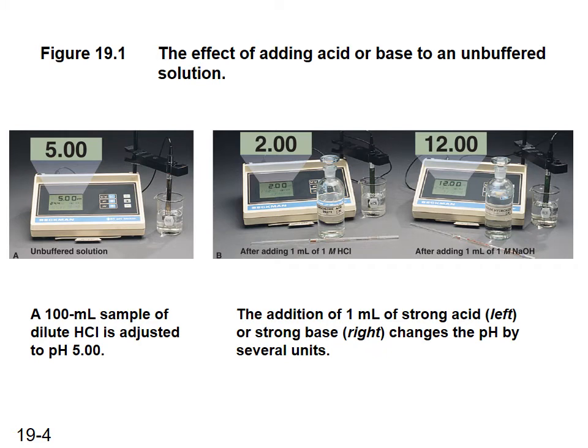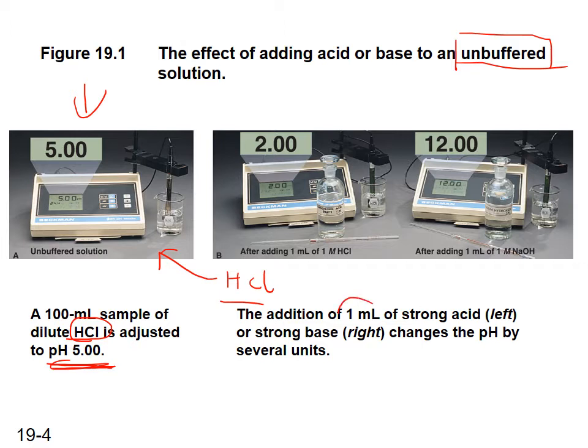This diagram shows the effect of adding acid or base to an unbuffered solution. On the left side, we show a solution made of hydrochloric acid. We adjust the concentration until pH becomes 5. Now we add more hydrochloric acid into this solution. What do you expect to change? When hydrochloric acid is added, hydronium ion will increase, and that will decrease the pH value. 1 milliliter of hydrochloric acid will change the pH value from 5 to 2.